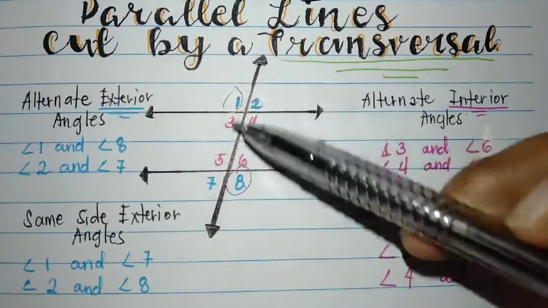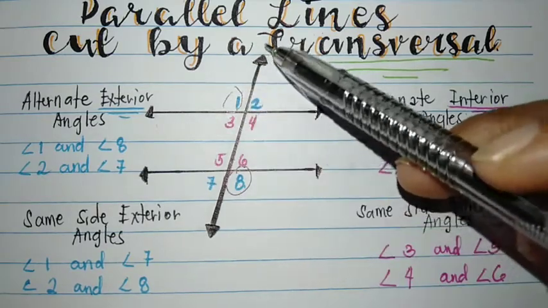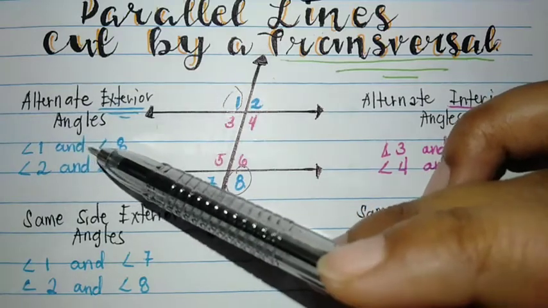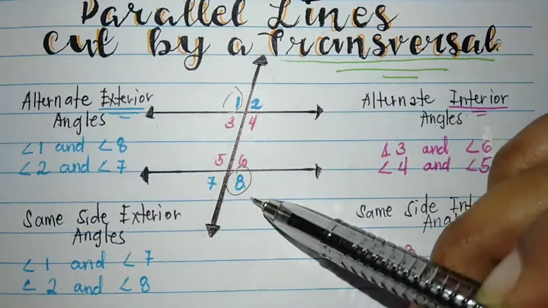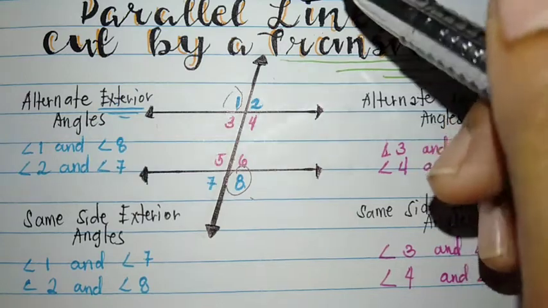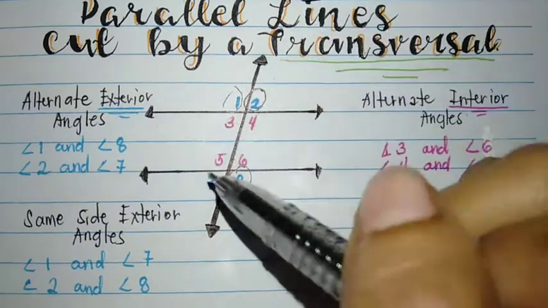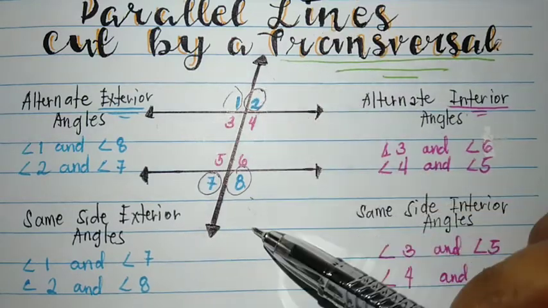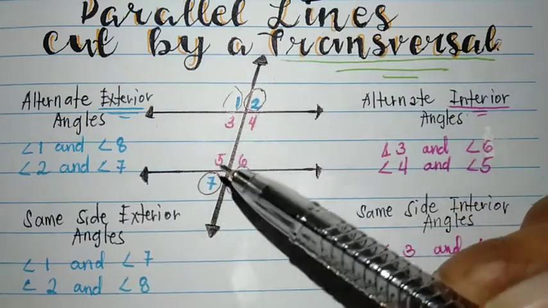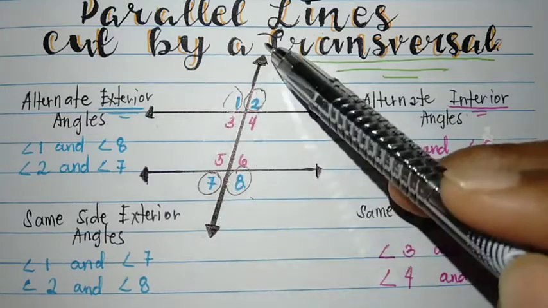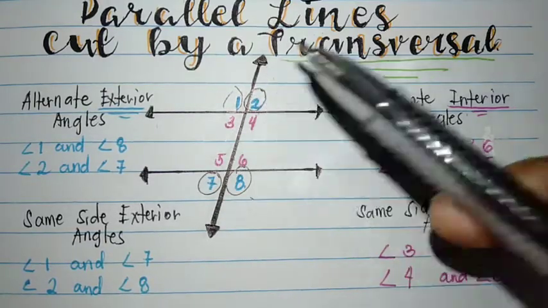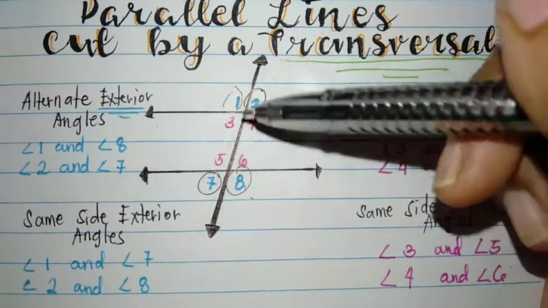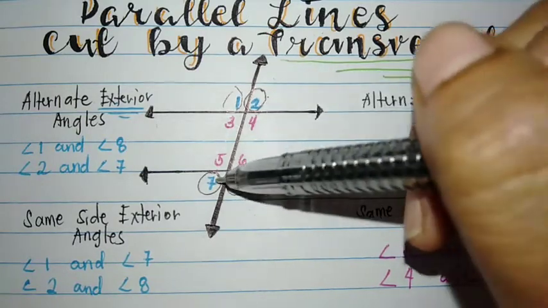Nasa labas ng parallel lines and opposite side of the transversal. So, yun yung ating first pair of alternate exterior angles, angle 1 and angle 8. The second pair of our alternate exterior angles is angle 2 and angle 7. Ayan, nasa labas ng parallel lines and nasa opposite direction ng transversal. Ito yung transversal natin, remember, itong line na to. So, yun yung tinatawag nating alternate exterior angles. Okay? 1 and 8, angle 2, and angle 7.